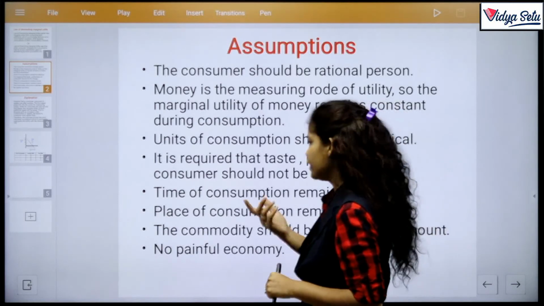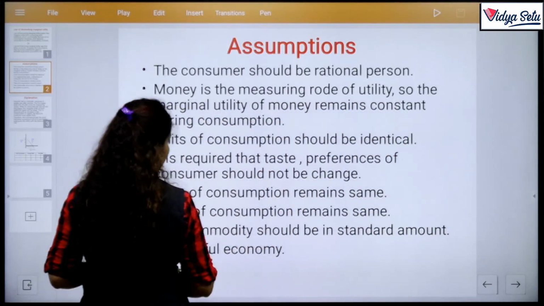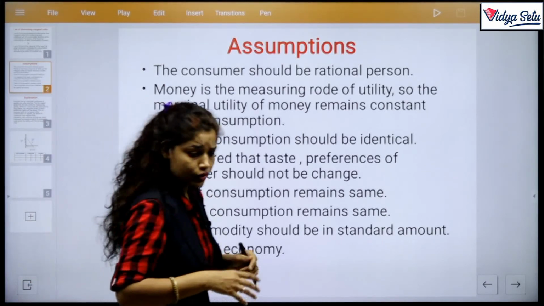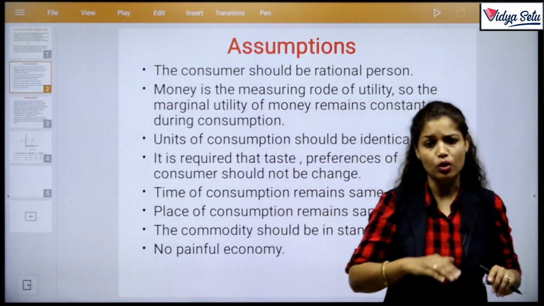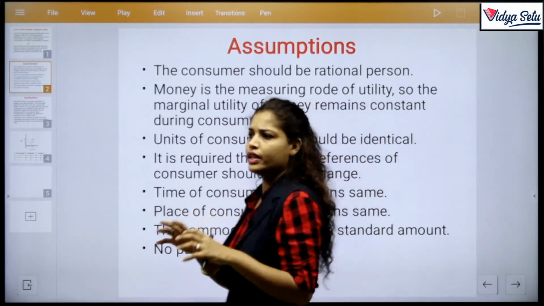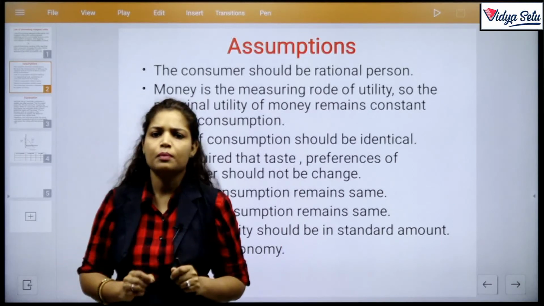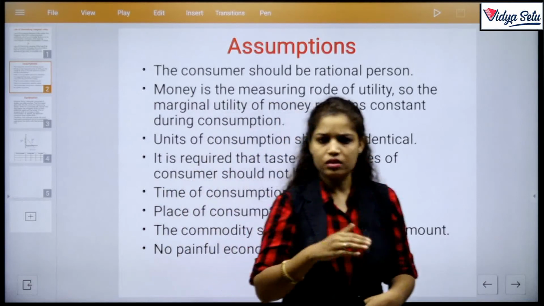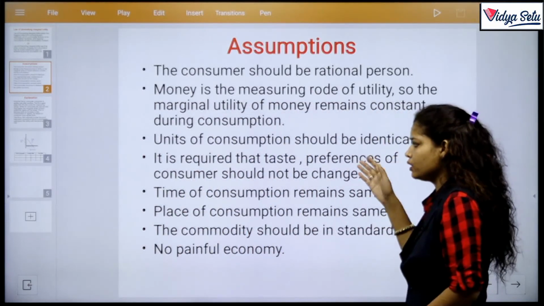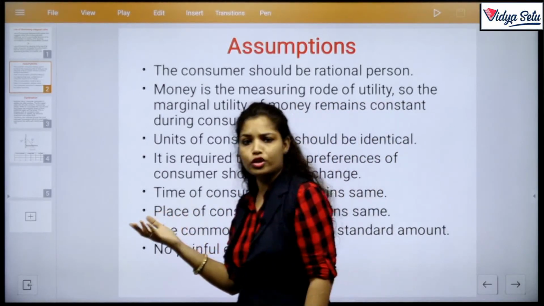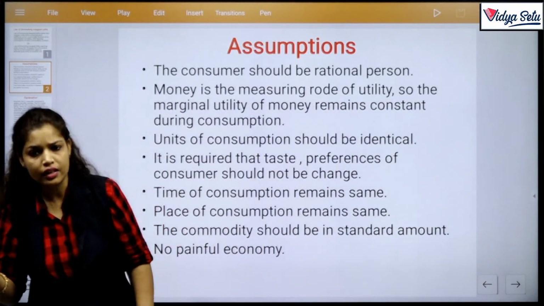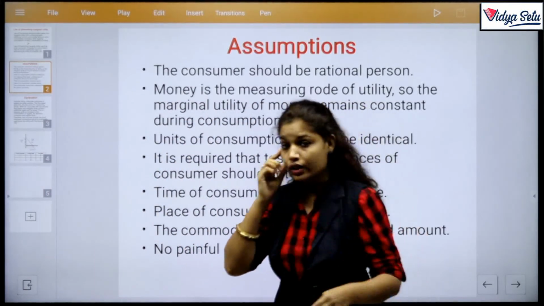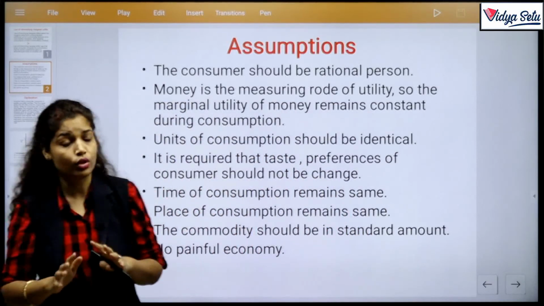Units of consumption should be identical. It may be possible, okay. It is required that taste and preferences remain the same, but this is not possible because human wants are unlimited and human nature is also indifferent, or we can say we can't say anything about human nature. It can change. So, taste and preferences can't be assumed. For example, narrow bottom and bell bottom jeans. When narrow bottom jeans are in the market, bell bottom jeans are out of the market. So, this is the taste and preferences case where the law of diminishing returns is not applicable.